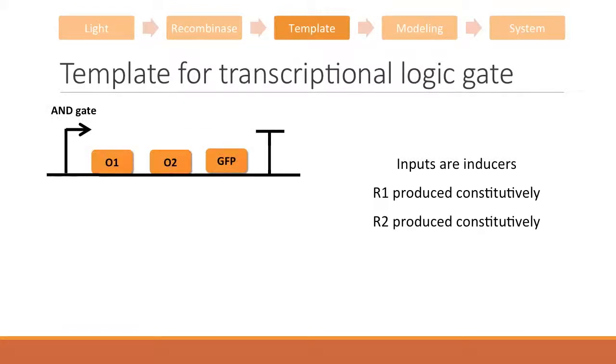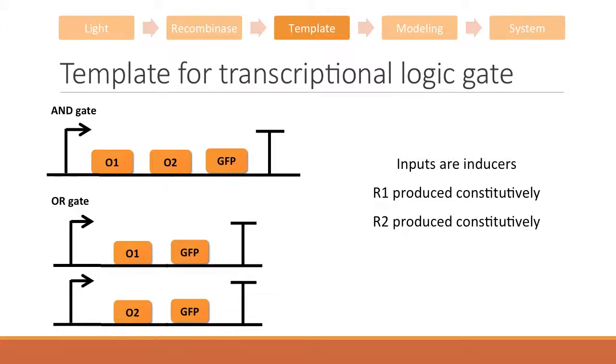Here's an example of an AND gate. In order to start transcribing GFP, both inducers need to be present, thus knocking the repressor proteins off of their respective operators. For the OR gate, we only need either I1 or I2 to be present.